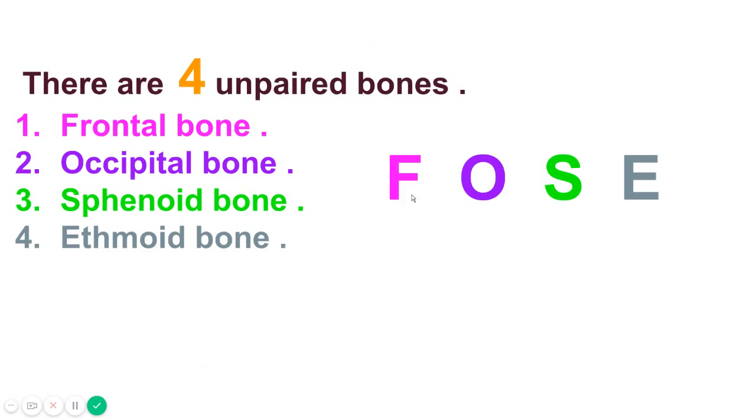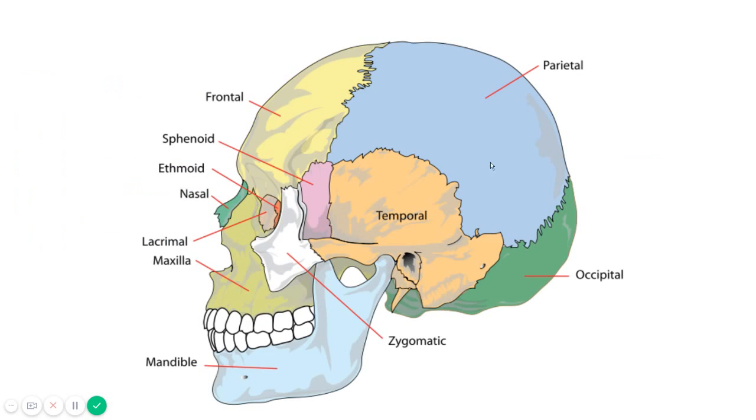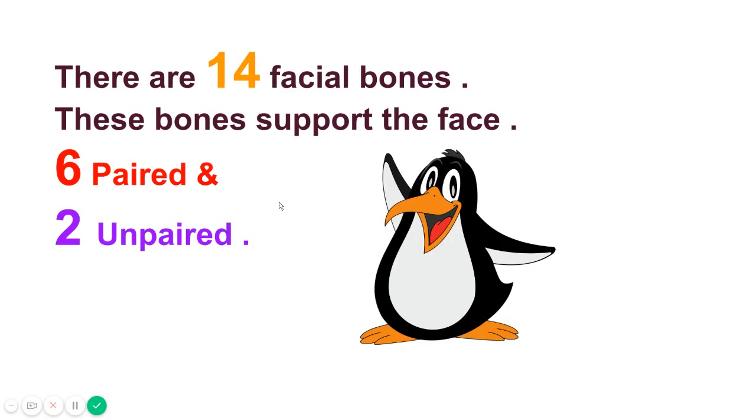And there are 4 unpaired bones, which are frontal bone, occipital bone, sphenoid bone, and ethmoid bone. You can remember these by this word, fossa. F for frontal, O for occipital, S for sphenoid, and E for ethmoid. Diagrammatically, this is the frontal bone, this is the occipital bone, this is the sphenoid bone, and this is the ethmoid bone. So these are the cranium unpaired bones.